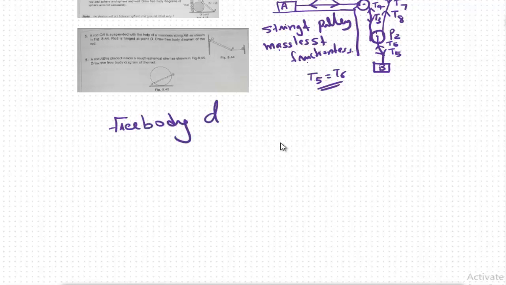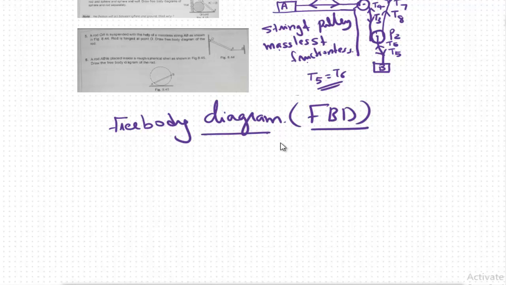How we can draw a free body diagram: usually FBD, in all the cases we will be using FBD, the free body diagram. For that, where the object is in contact with the ground, those forces we will be representing there. Suppose I am taking an object here which is on the ground. Which forces will be acting over here?